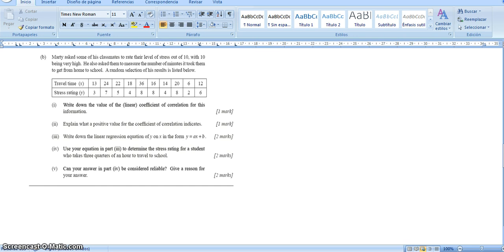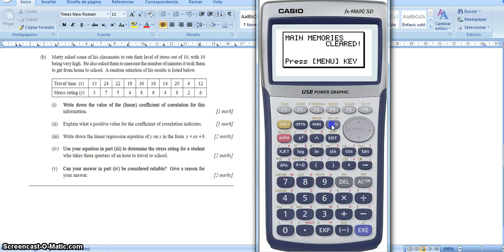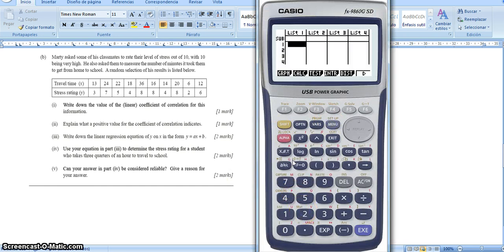So we're going to go to our Casio calculator, and go to the statistics menu, that's menu number 2. First step, we introduce our data as columns. The x variable will be in list 1, so we start by introducing the values 13, then 24, 22, 18, 36, 16, 14, 20, 6, and 12.